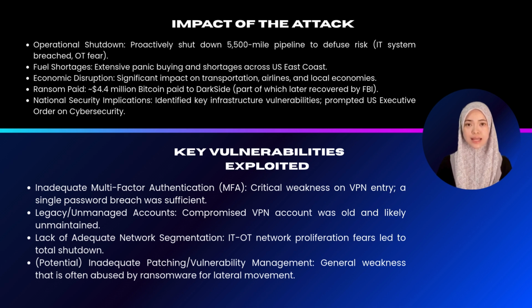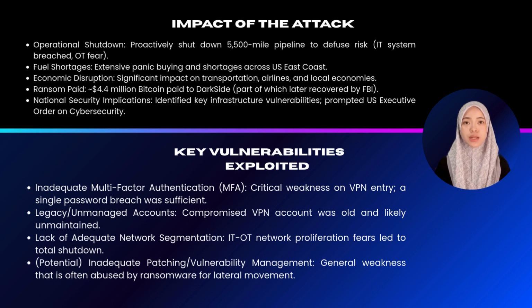The impact of this attack was immediate and severe. Colonial Pipeline proactively initiated a full operational shutdown of their entire 5,500-mile pipeline. This wasn't because the ransomware directly hit the operational systems, but out of concern it could spread from their infected IT network. This shutdown quickly led to widespread fuel shortages and panic buying across numerous states on the East Coast, creating scenes of long lines at gas stations. The economic disruption was significant, affecting transportation and other industries.